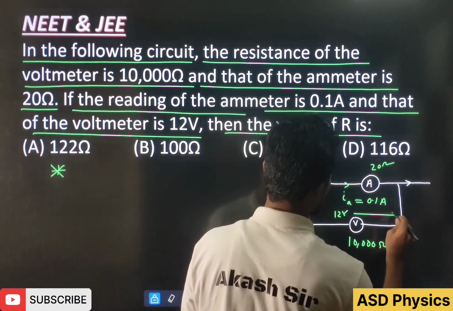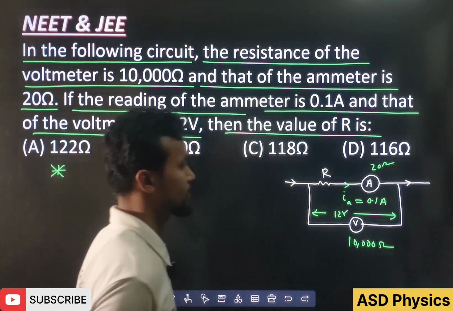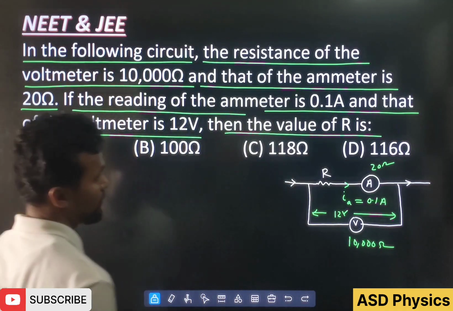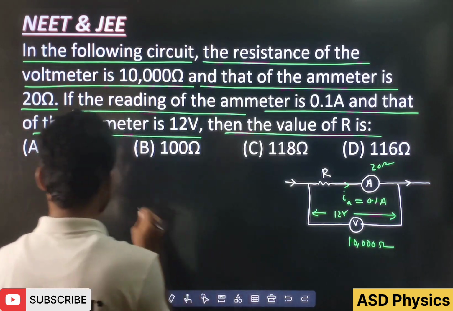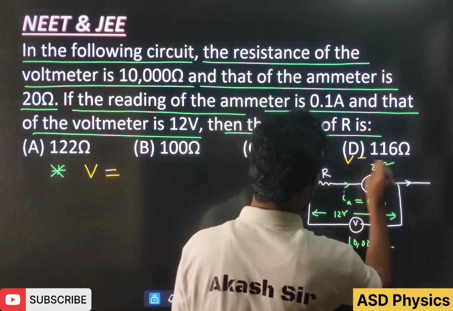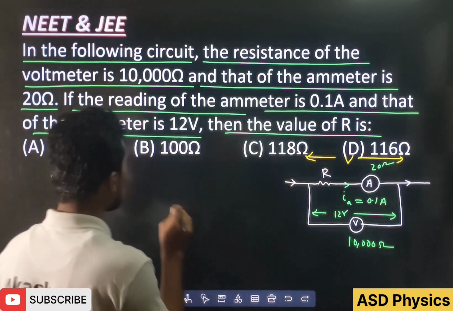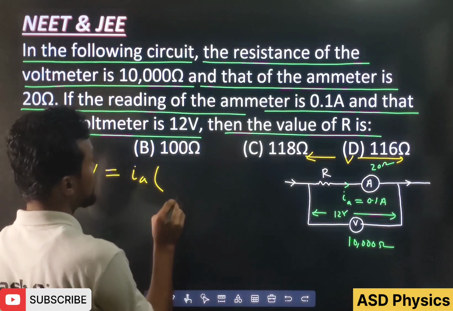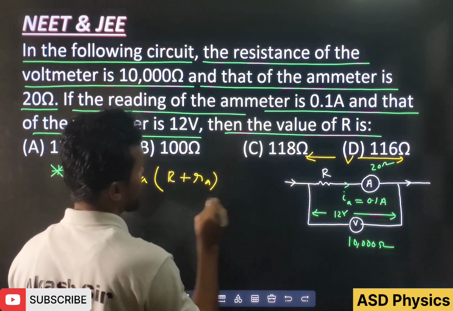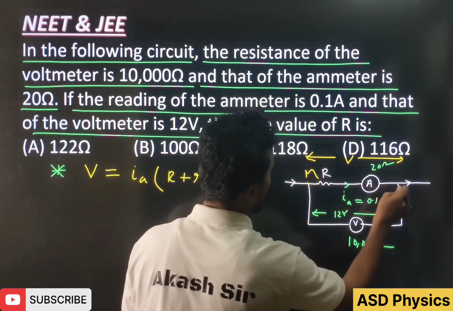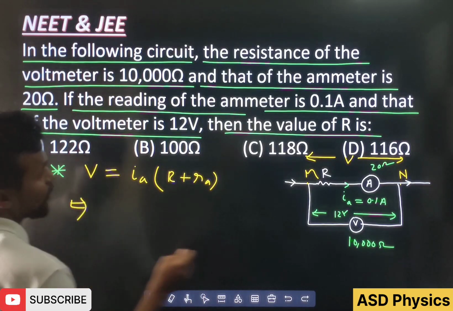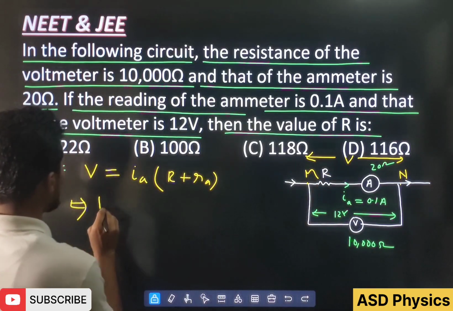So what are they asking? What is the value of R? Remember, let's take the potential difference as V. We can write V equal to IA into R, and the ammeter is in series, so R plus RA, across points M and N. Now V is 12 volt, so 12 equals IA times R plus RA.